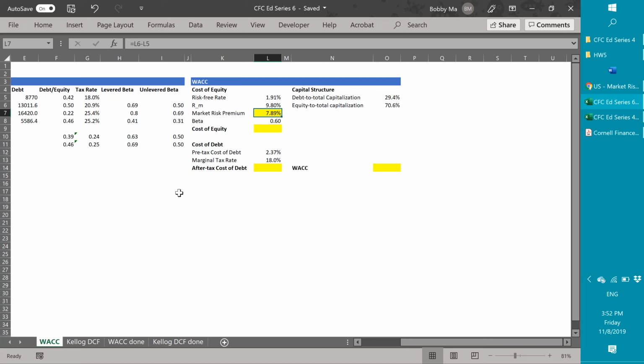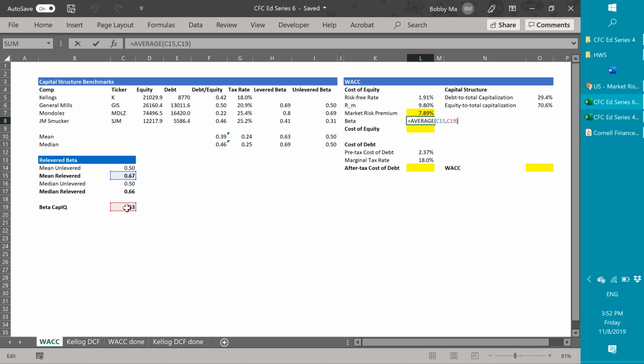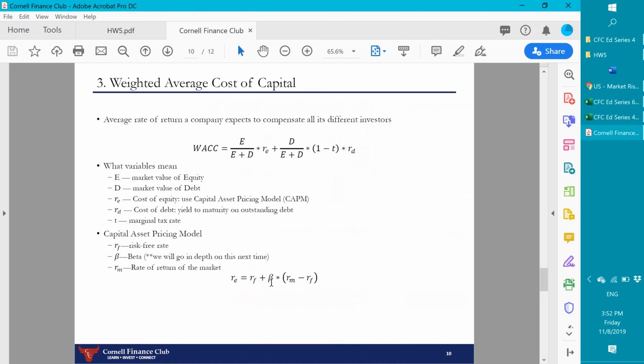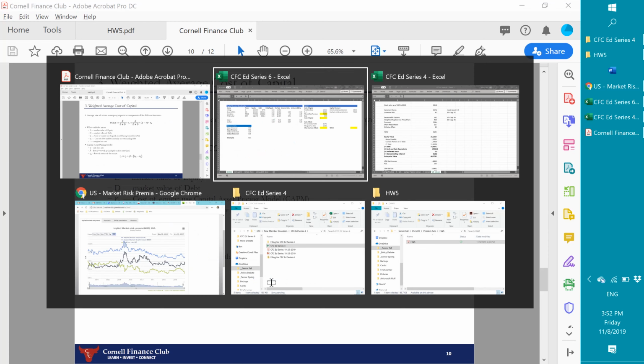All right, cool. And then you have your beta, which we calculated before. So I just literally took the average of the mean of the comps and then the beta we got from CapIQ. Cool. So then that's 0.6. And this equation, as you can see here, is the risk-free rate plus beta times market risk premium.